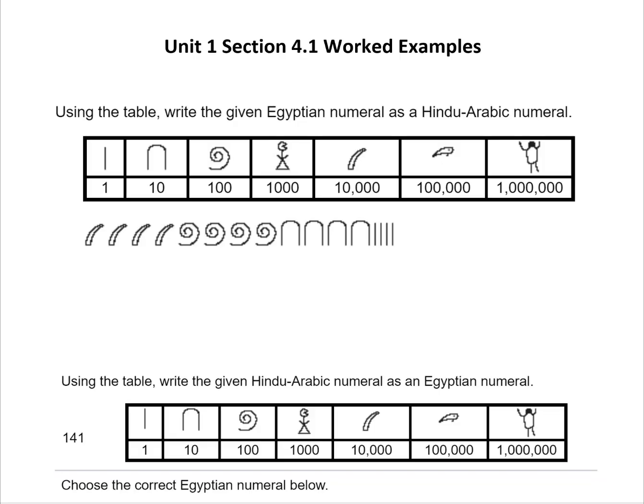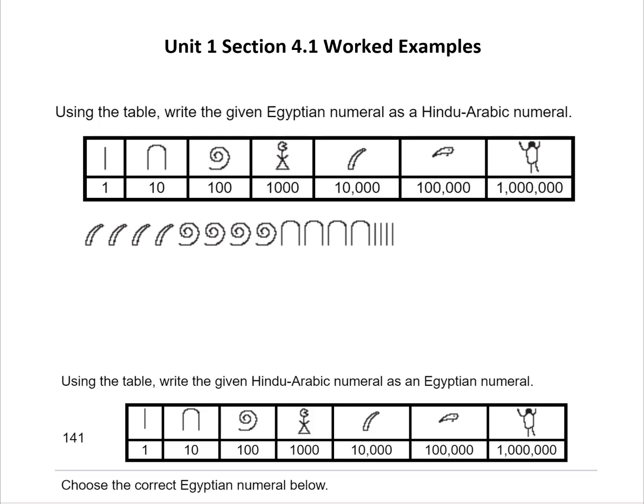Unit 1, Section 4.1, Worked Examples. Using the table, write the given Egyptian numeral as a Hindu-Arabic numeral. And we see down below the table, we have the symbols for the Egyptian numerals above it, and we see 4 symbols for 10,000. So we're going to start out with a 40,000.